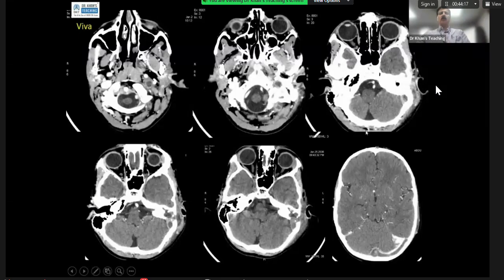Now, in this example, what is happening? Of course, the windowing is poor. But having said that, you can see that there is a soft tissue abscess here. You can see this filling defect here. So there is transverse sinus thrombosis.